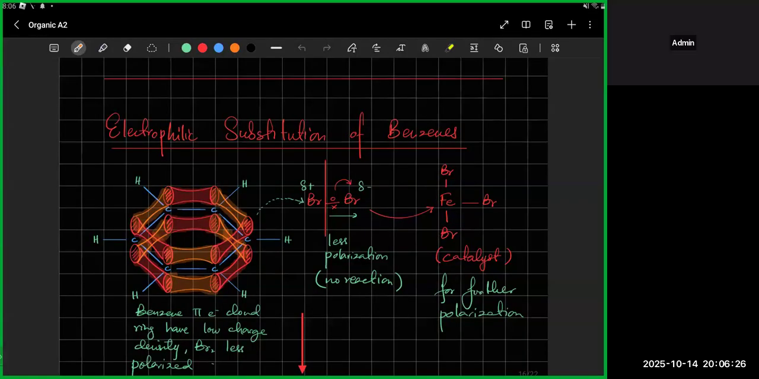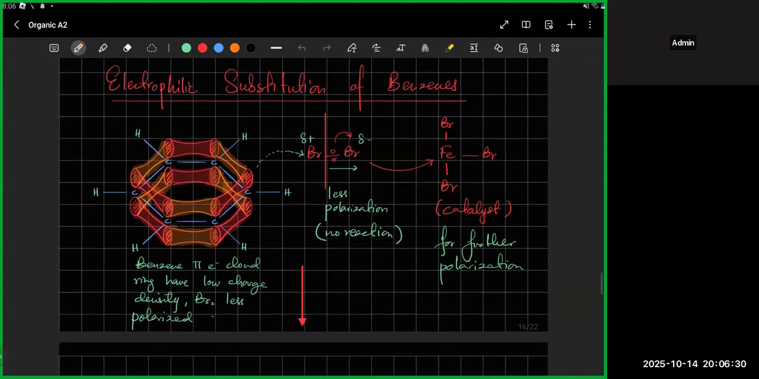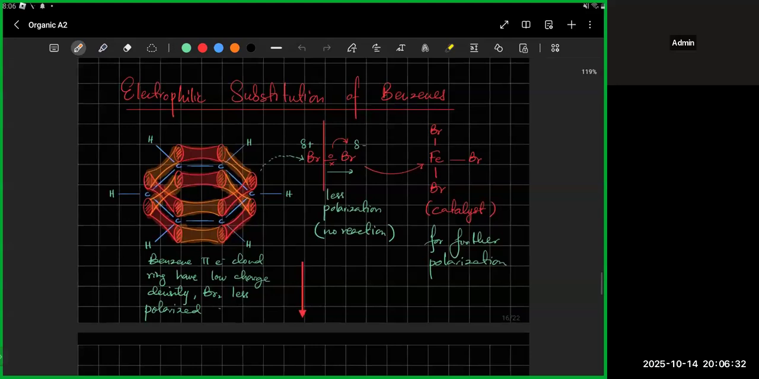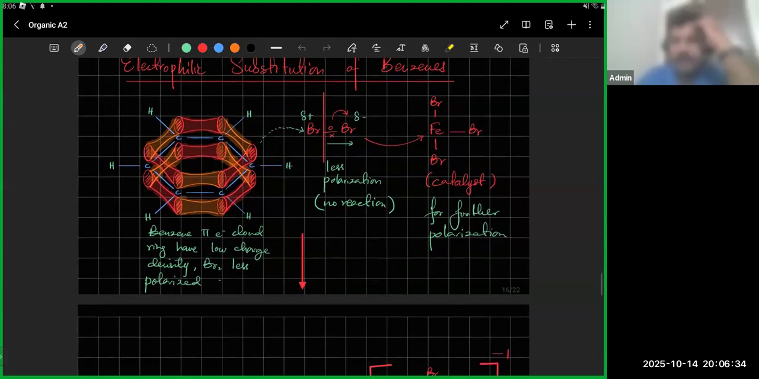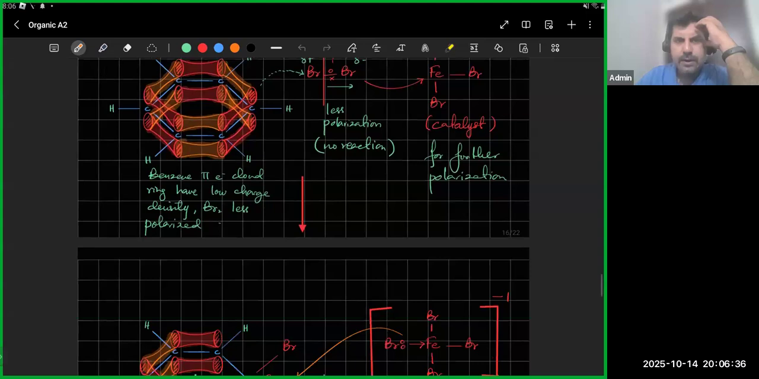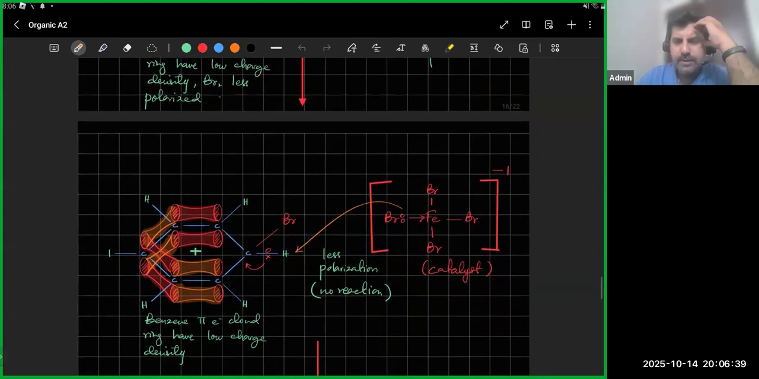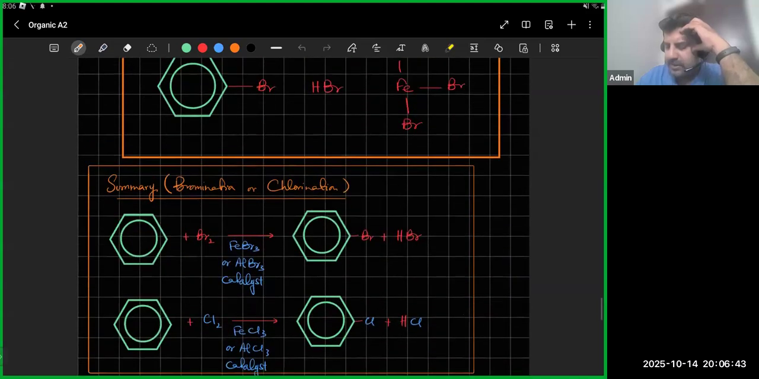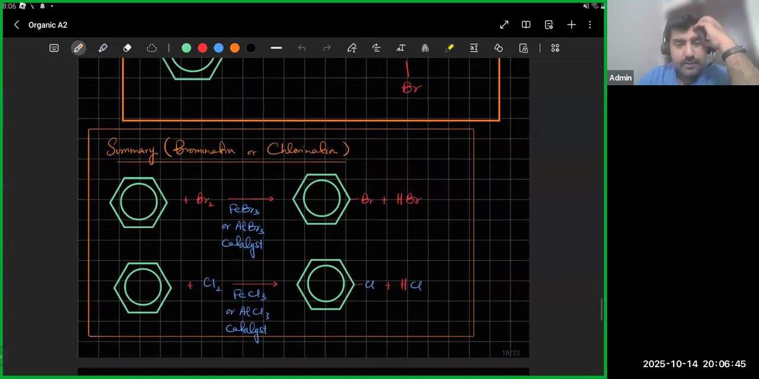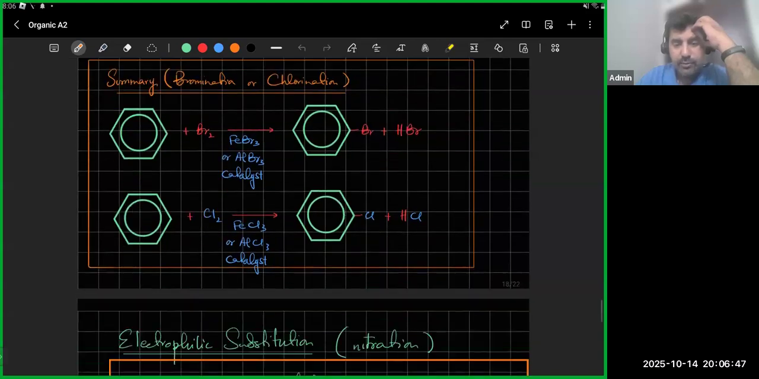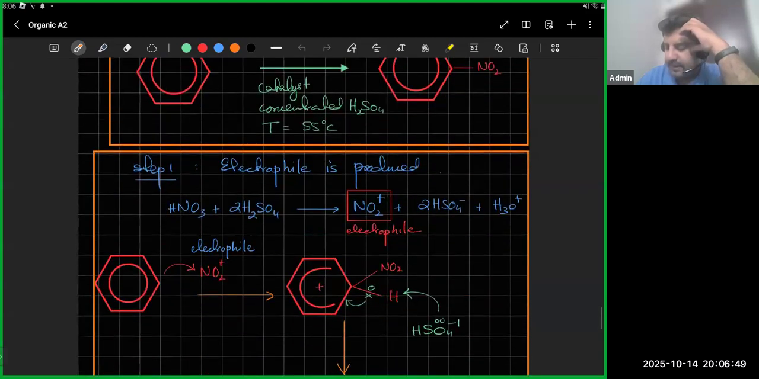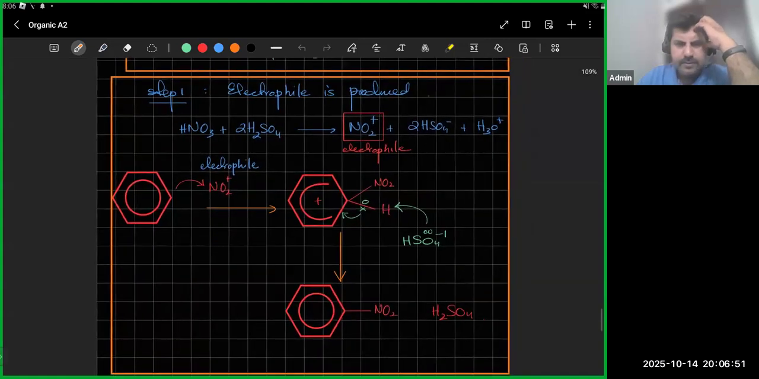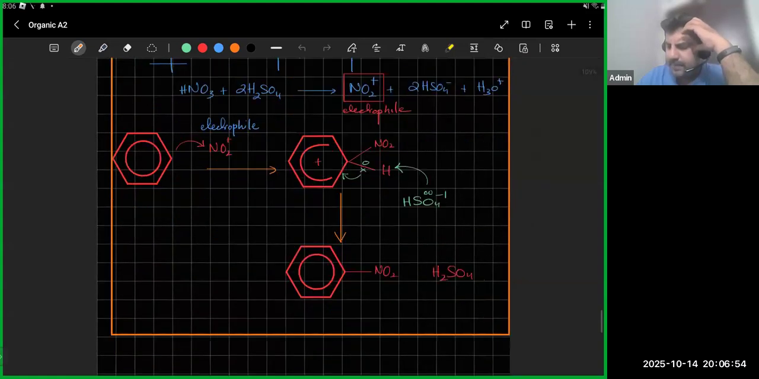अच्छा, what were we up to? क्या कर रहे थे? अच्छा, this one. I think we had done just electrophilic substitution of benzene, right? उसमें था कि we did the whole electrophilic substitution of benzene and nitration and the chlorination and bromination of benzene. Okay, there was nitration of benzene as well.